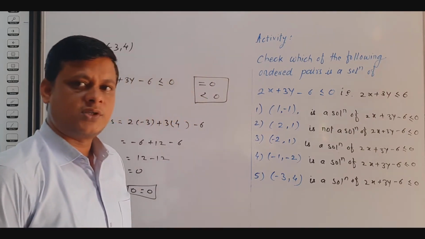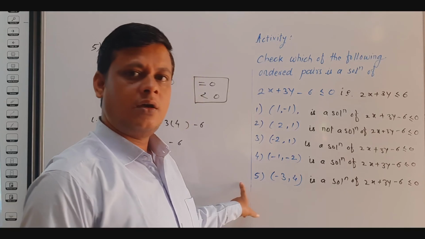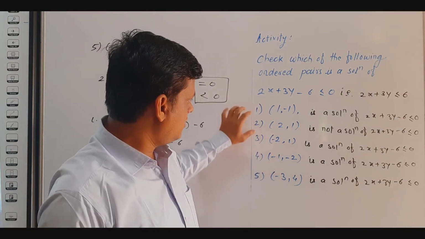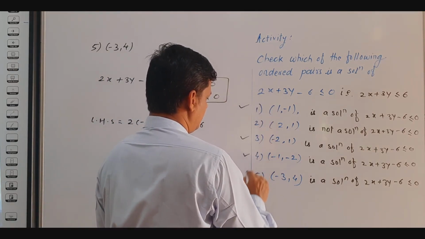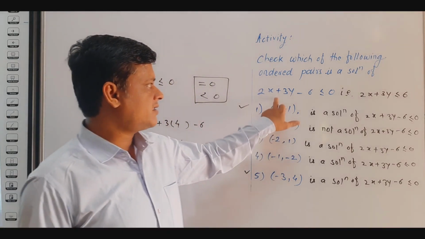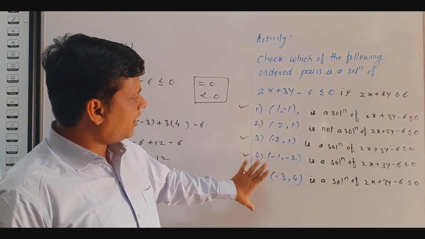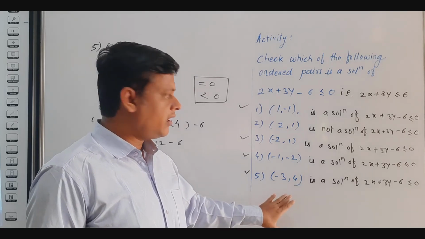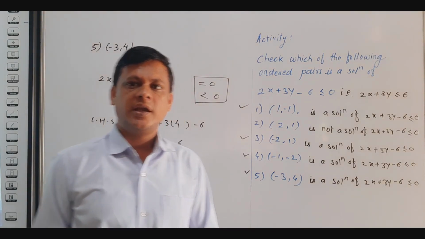Now if you observe, we consider here five ordered pairs, and these first, third, fourth, fifth, these 4 ordered pairs satisfy this inequality. So you can take more than 1 ordered pair, that means we get infinite solutions for the given linear inequation.